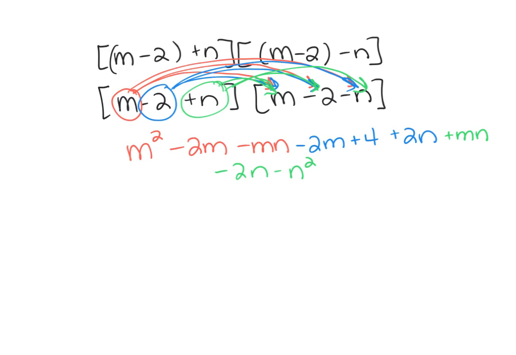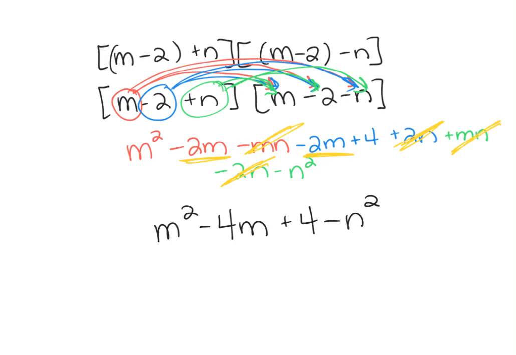Now at the end of this, you will want to find some common terms. Sometimes things will cancel. So in this case, the mn and the -mn cancel. The 2n and the -2n cancel. We can combine the -2n and the -2n, and that's going to be it. Our final answer will be m squared minus 4m plus 4 minus n squared.